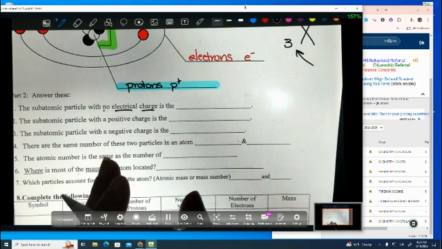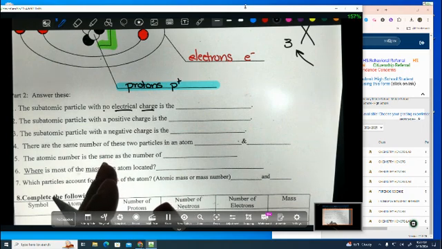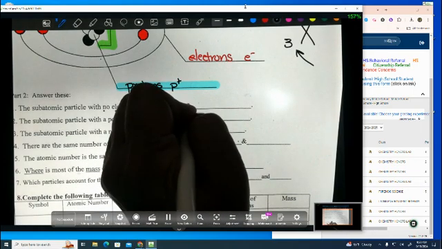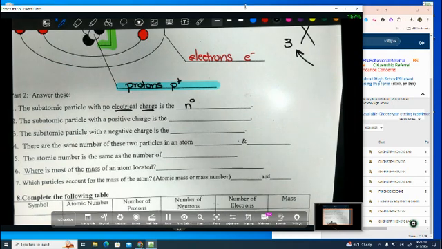Say it like you mean it. You don't know? It's okay not to know, guys. Somebody who does know, tell her so that she knows next time. Say it loud. Neutron. Okay? No charge. Neutron. I'm going to abbreviate it with an N with a little 0.